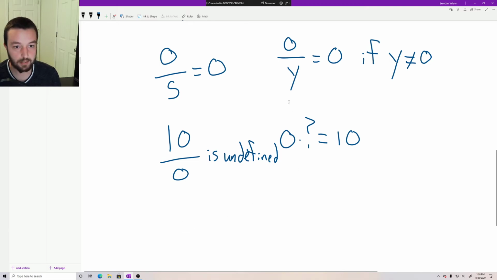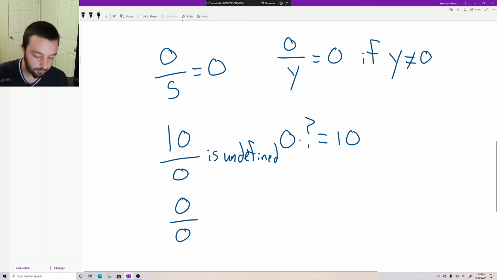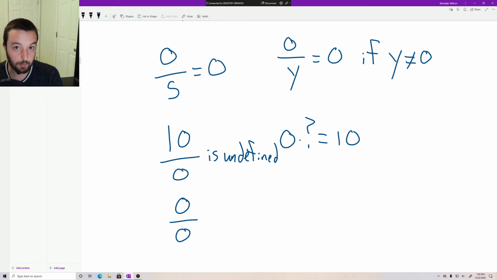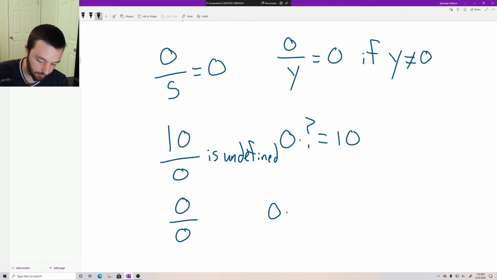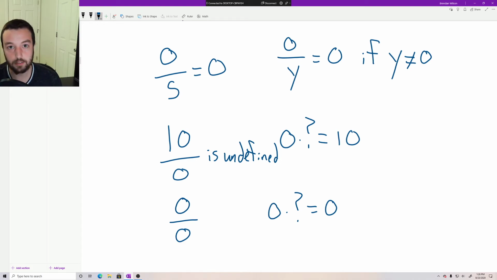One exception to this is if we have 0 divided by 0. The question's a little bit different, because if we're saying 0 times what equals 0? Well, 0 times anything equals 0, right? So this isn't necessarily undefined. It's just that we can't possibly know what it is, because it could be literally anything. So it's what we call indeterminate.